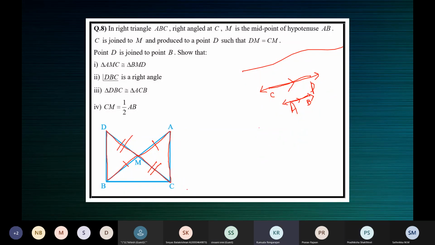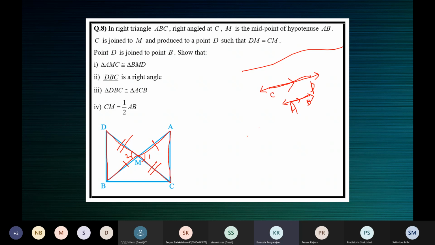Angle CMA is equal to angle DMB. Reason? They are vertically opposite angles, and vertically opposite angles are equal. So what rule does it make, Pratiksha? SAS congruency. Very good. By the SAS congruence condition, the two triangles are congruent to each other.